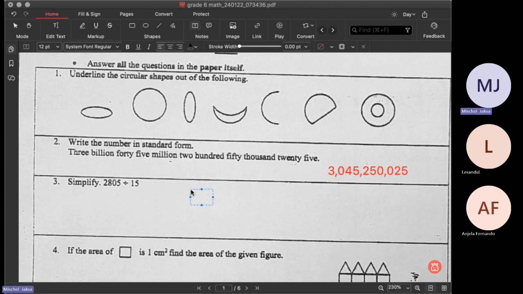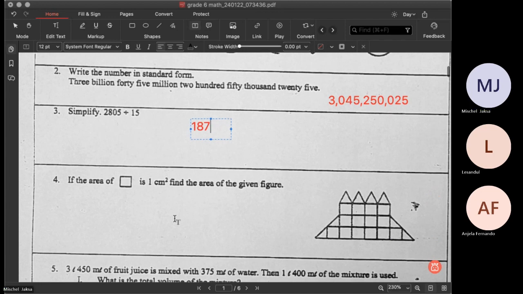We have to simplify 2,805 divided by 50. What would be the answer? Who's going to tell me? Miss, 187. 187. Well done, Pute.